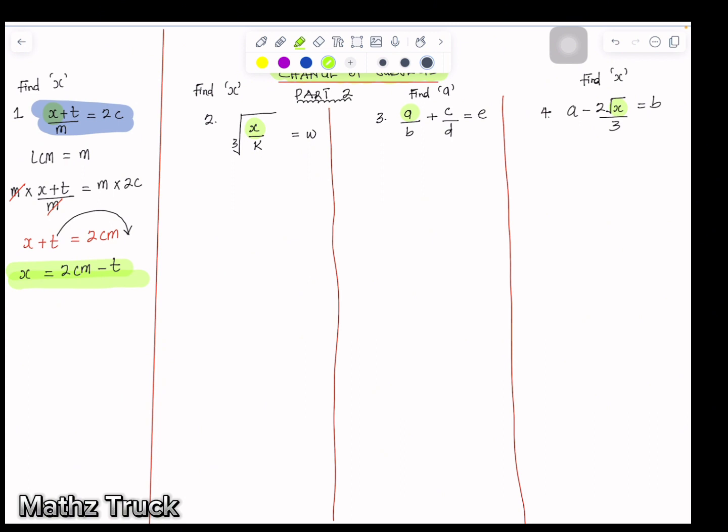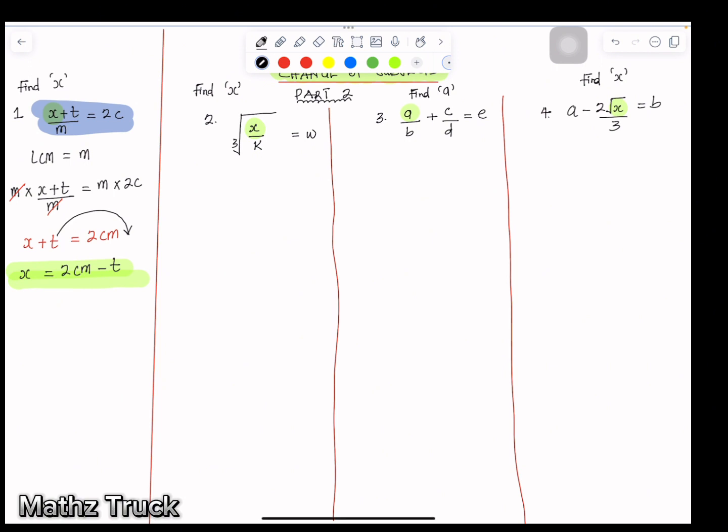Now let's move to question 2. Question 2 has an expression: cube root of x over k equals w. So how do we determine x, even though x is within the cube root expression? As we discussed in part 1, since we remove square root with square, we can also remove square with square root. This is cube root. So how do you remove cube root? You always remove cube root with cube.